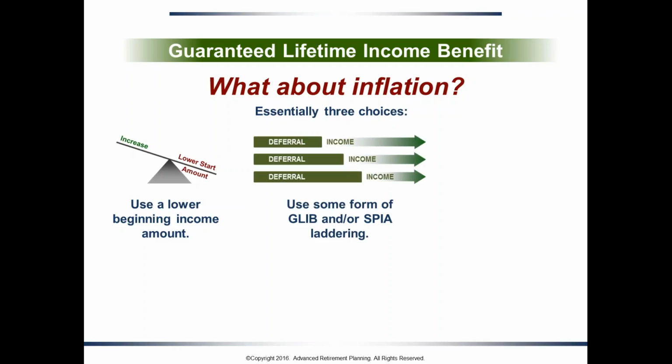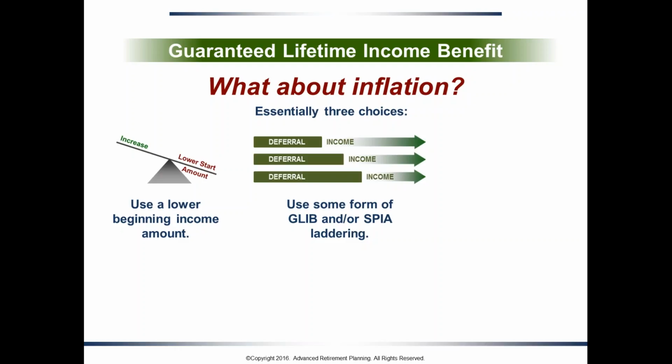We can get more creative, depends how much money the client has in the situation. We can use some kind of laddering, okay? So for example, I can take some money, put it in a GLIB and start it this year. Then I'm going to take a different pot, I'm going to let it roll up for 5 years, and then I'm going to start it. So the total income stream goes up when I start it. And I can do that 3, 4, or 5, however many times I want to do it. If they have enough money, you can make it work in the plan. That's just simply what we call laddering.